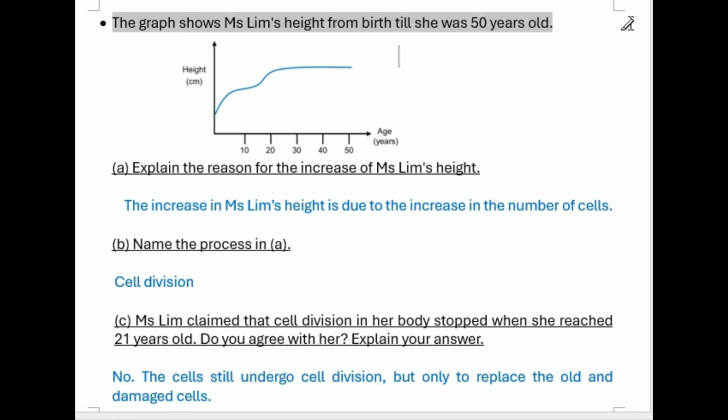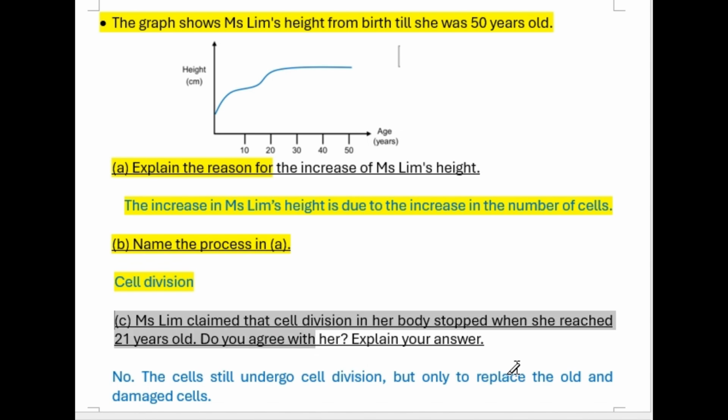The graph shows Miss Lim's height from birth till she was 50 years old. A. Explain the reason for the increase of Miss Lim's height. The increase in Miss Lim's height is due to the increase in the number of cells. B. Name the process in A. Cell division.